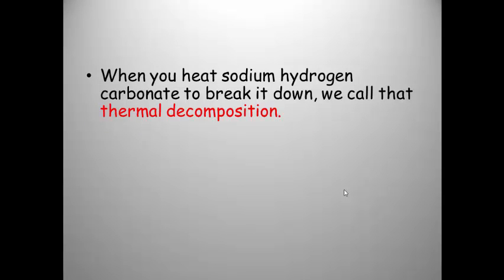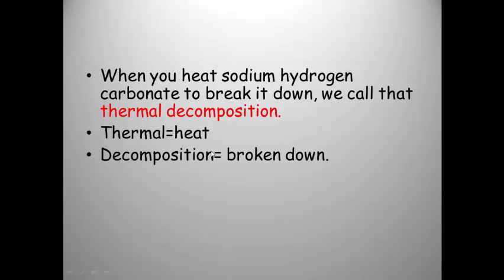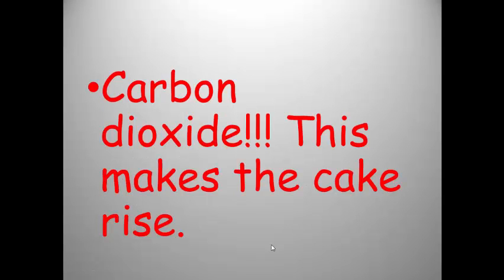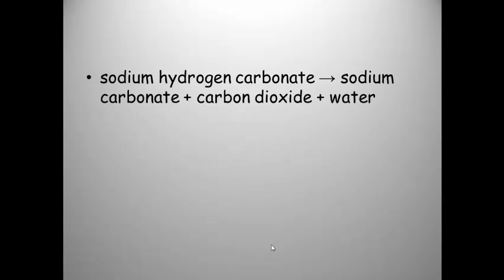So when you heat the baking powder, or sodium hydrogen carbonate, we break it down, and that process is called thermal decomposition. As you know, the word thermal means heat, and the word decomposition means breaking down. So what do you think is made when sodium hydrogen carbonate breaks down? Well, we've already covered that because it makes carbon dioxide, which makes the cakes rise. So this is the word equation for this: sodium hydrogen carbonate, then the arrow, and it makes sodium carbonate, carbon dioxide and water.